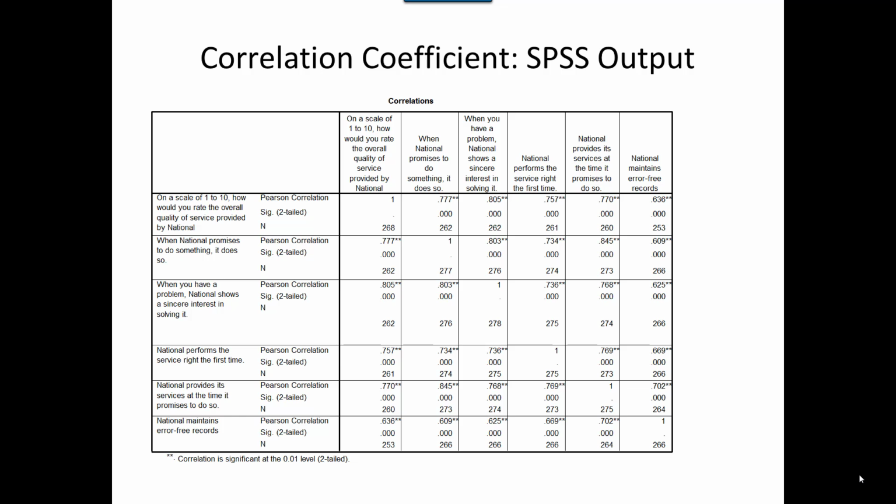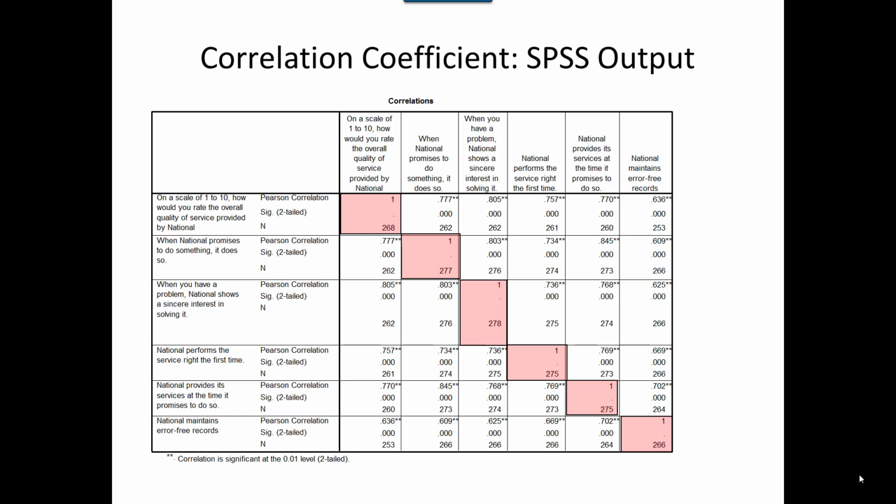Here's what you get from SPSS if you run a bivariate correlation analysis. This example is from the National Insurance Company dataset. All the variables in the analysis are shown in the rows and in the columns. Each cell shows the correlation of the corresponding row variable with the column variable. So the first thing to notice is that the diagonal cells show the correlation of each variable with itself. And since this is always going to be 1, that is, perfect positive correlation, these cells can be ignored.